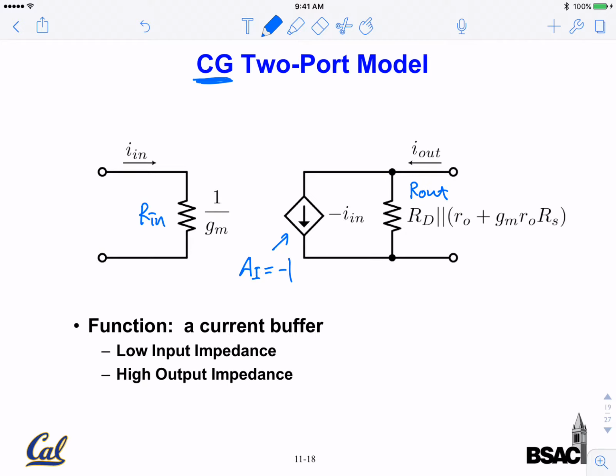Okay, and it's a current buffer, no current gain. Buffer means no gain, same current, but I provide the impedance transformation. I transform low input impedance to something with a high output impedance. Okay. Impedance transformation is almost as important as providing gain, either current or voltage.